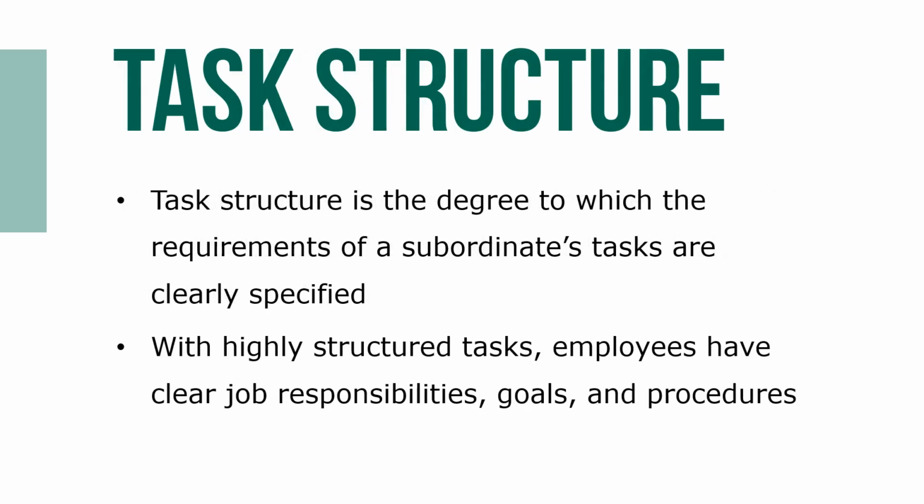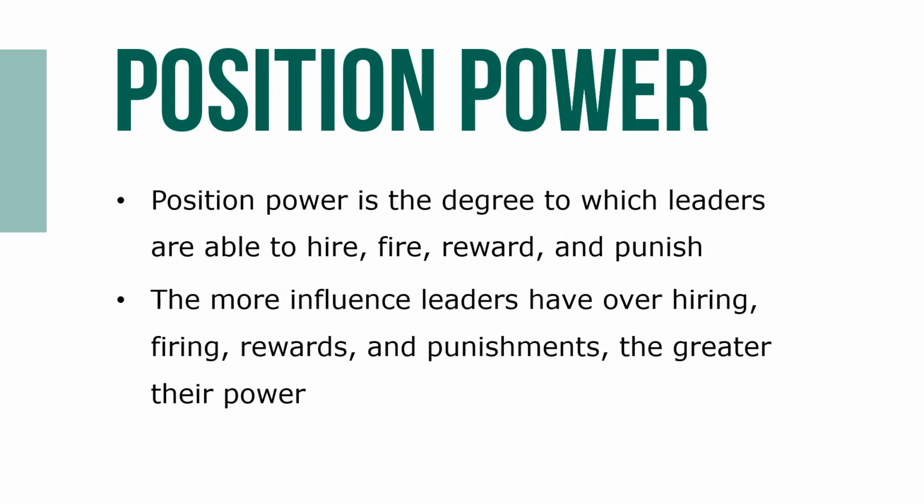Task structure is the degree to which the requirements of a subordinate's tasks are clearly specified. With highly structured tasks, employees have clear job responsibilities, goals, and procedures. Position power is the degree to which leaders are able to hire, fire, reward, and punish. The more influence leaders have over hiring, firing, rewards, and punishments, the greater their power.